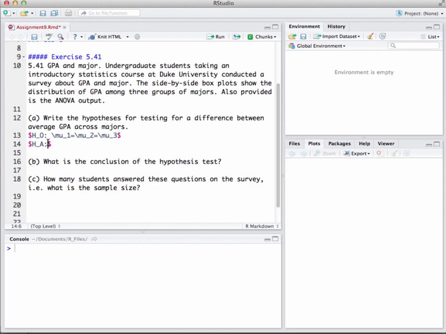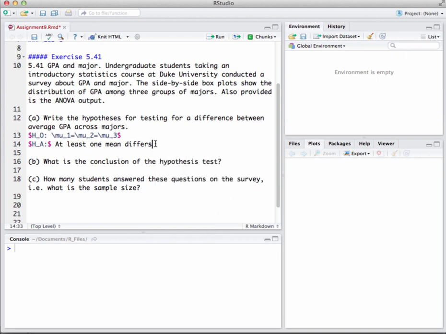Okay, what about the alternate hypothesis? At least one differs. We don't need to have that in our script. In fact, I don't want that in LaTeX. So at least one mean differs. Could be more. Maybe they all differ from each other, but at least one of the means differs from each other. Okay, so that's the null and the alternate hypotheses.